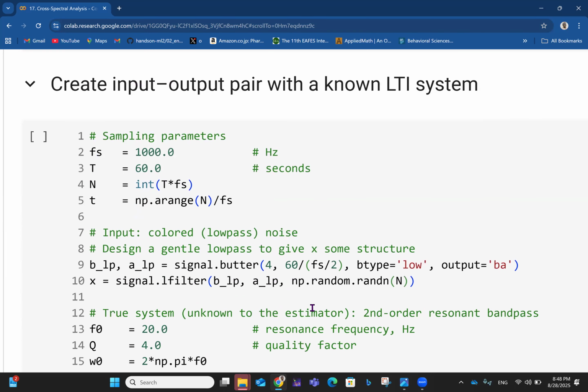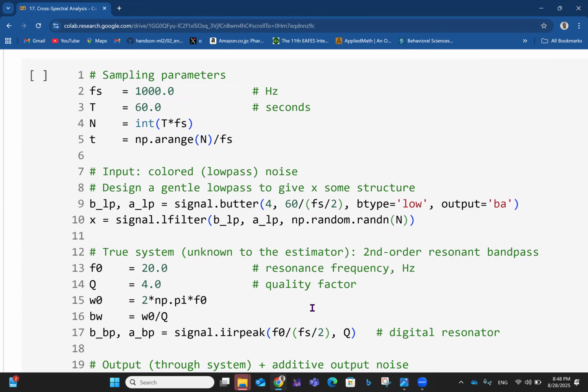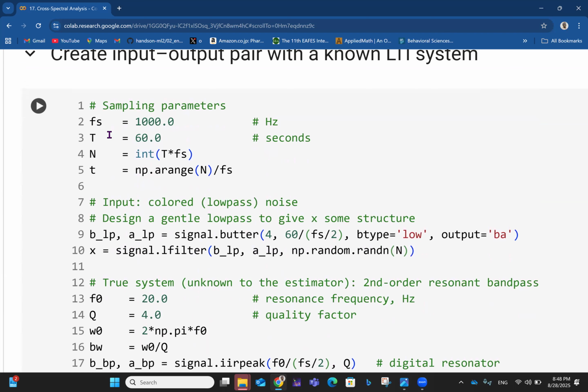Then we can create an input-output pair with a known LTI system. In this case, we have the sampling frequency fs to be 1000. The period is 60 seconds, and n is the integer of t times fs. So we just want to take the integer part, because this will give us 60,000.0, but we don't need the decimal part. We need it to be an integer. Then we need t, which is a range of n over fs.